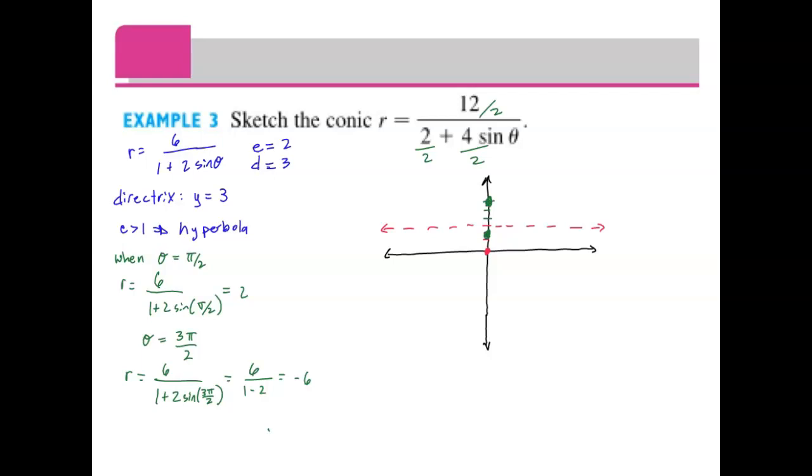So the lower one, the one below the directrix, is going to be the vertex of the bottom branch of the hyperbola. And the one above the directrix will be the upper branch of the hyperbola. So something like that. I'm going to graph it better than this, but it's going to be like that and like that, right?